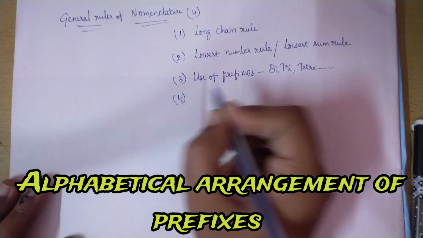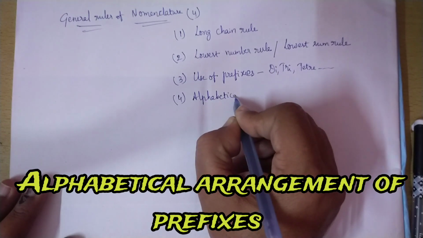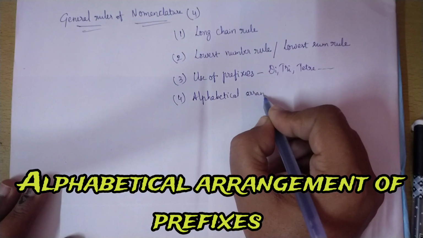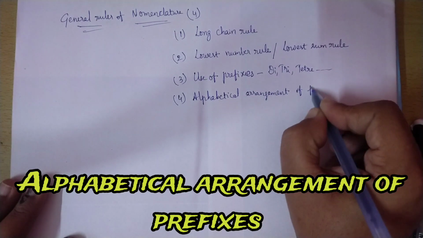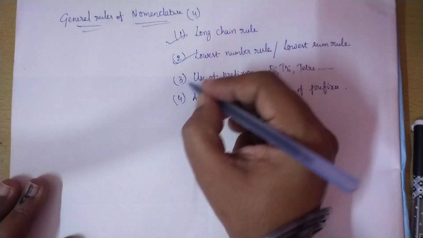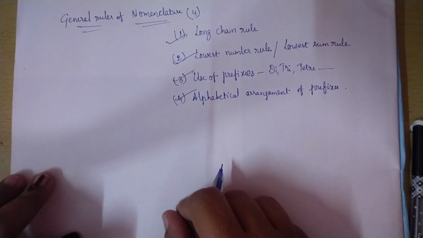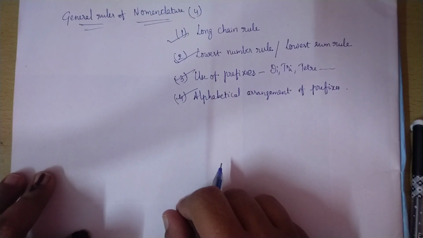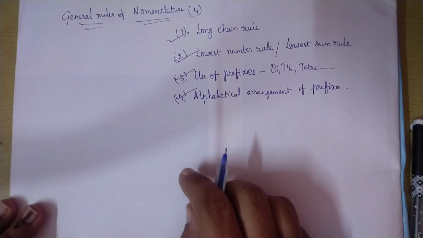Next, alphabetical arrangement of prefixes. These are the main 4 rules we have to follow while we are giving names to the hydrocarbons, alkyl groups. So let's try to understand the first one.